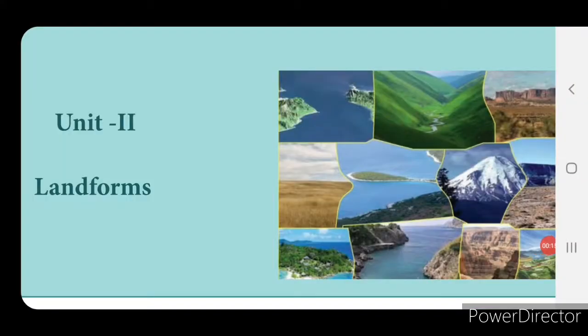Hello children, this is for 7th standard Social Science Geography lesson Unit 2 Landforms.